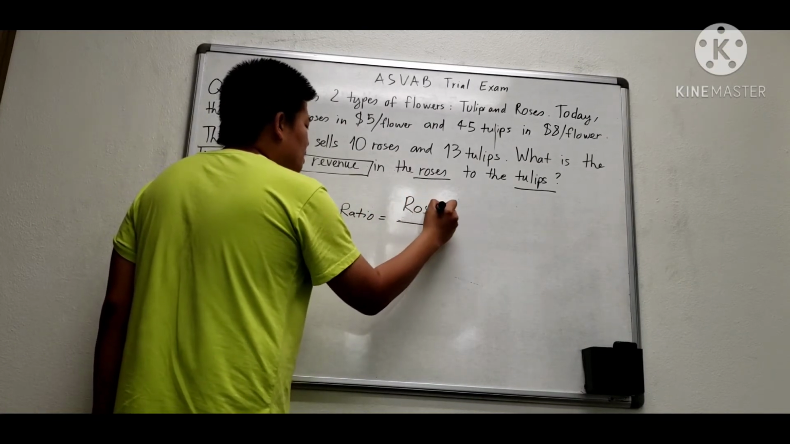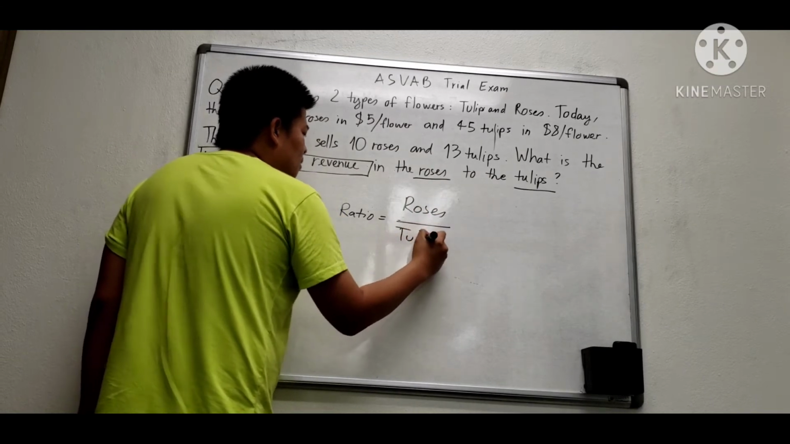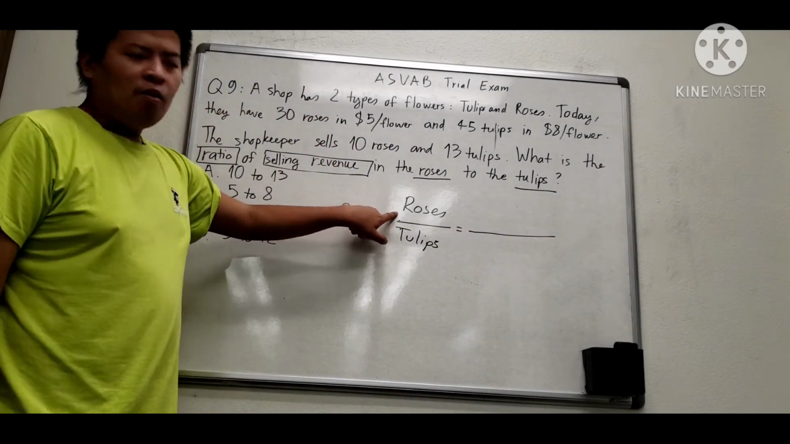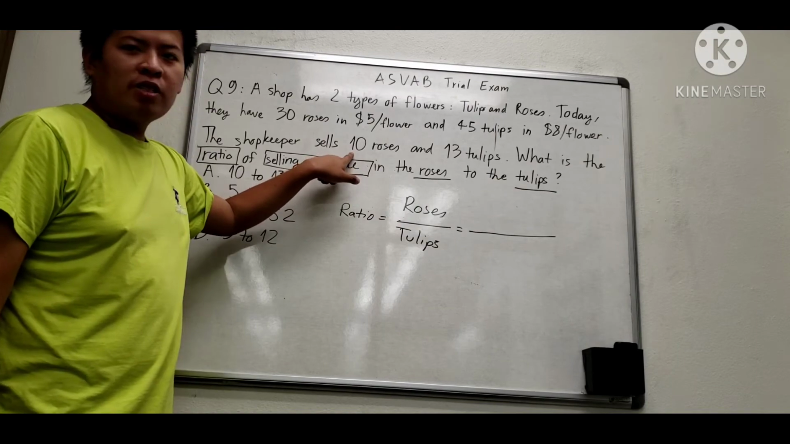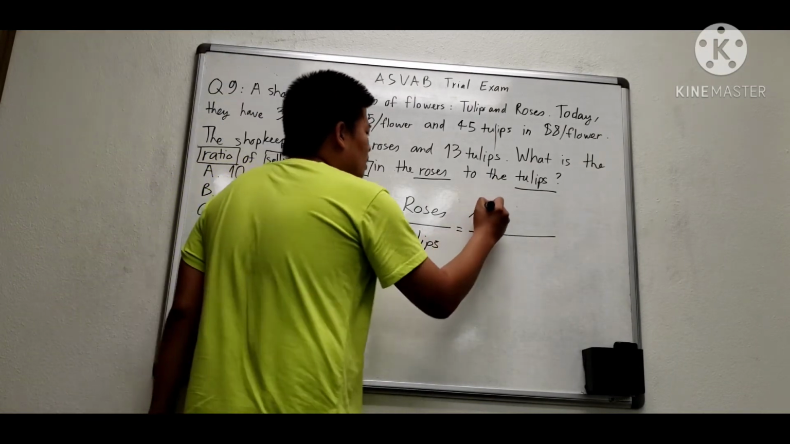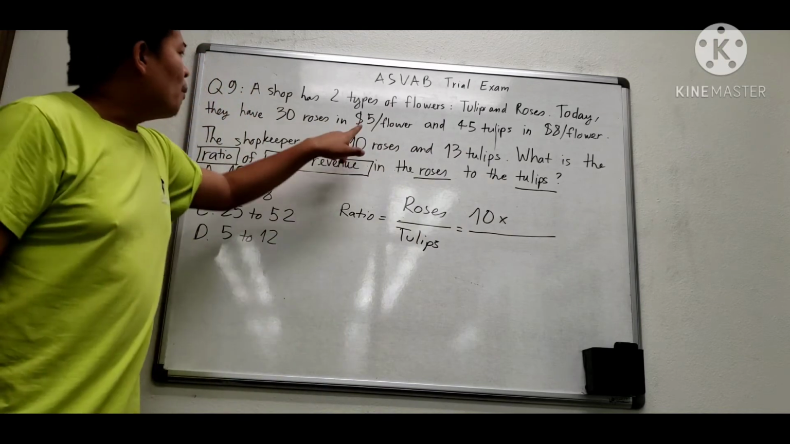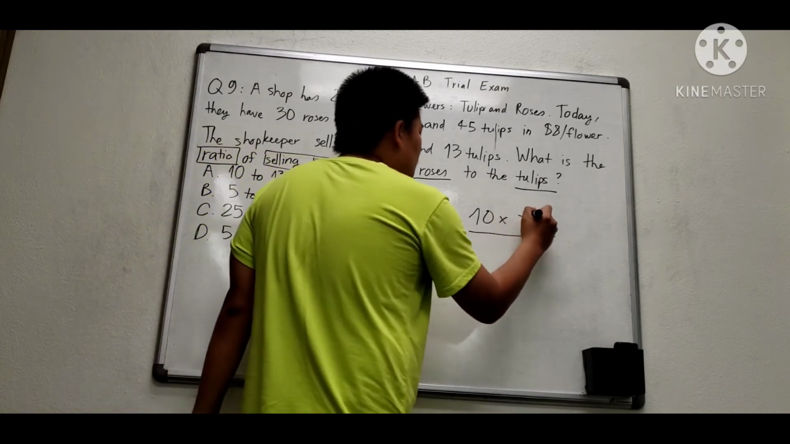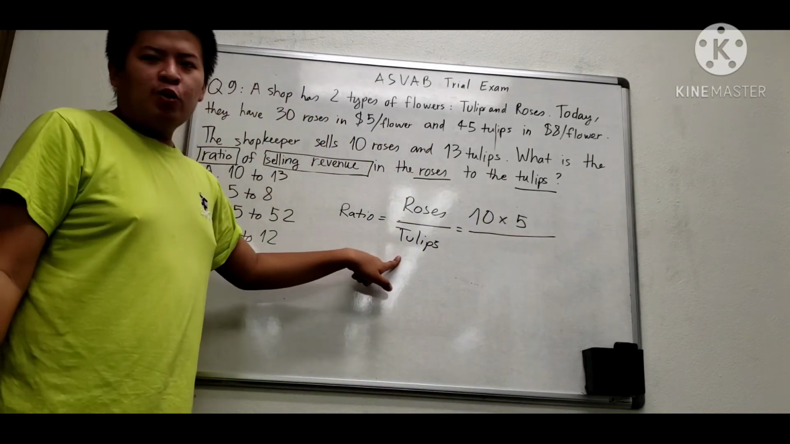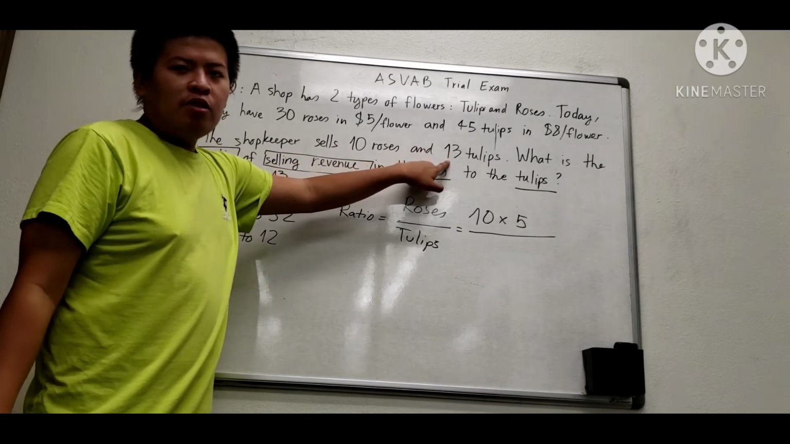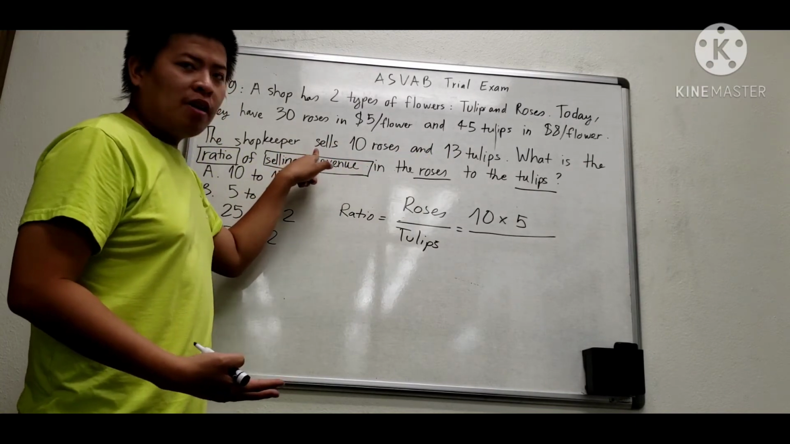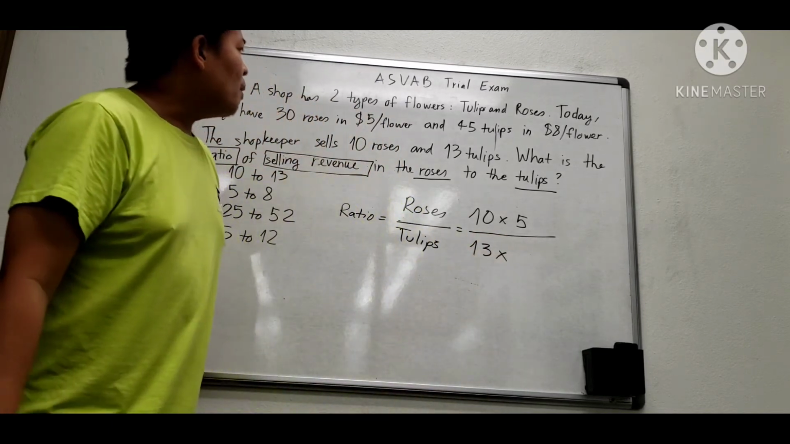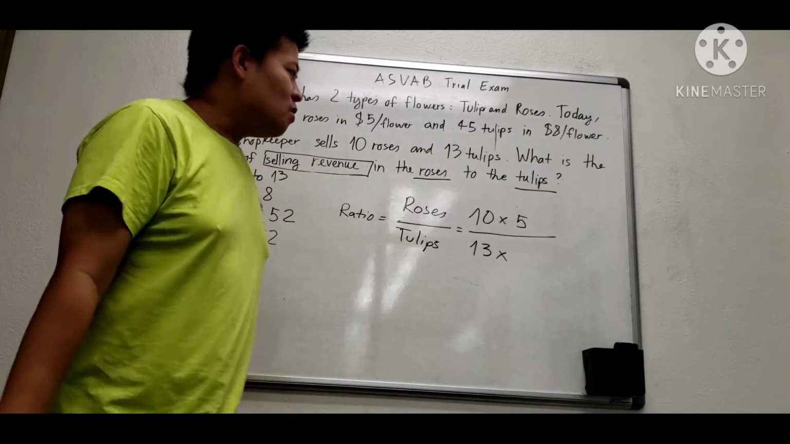We have the rose and we have the tulips. Here we have the rose. We sell 10 roses. The price of the rose is $5 per flower. Similar with the tulips, the shop sells 13 tulips. So that's 13. The price for the tulips is $8.